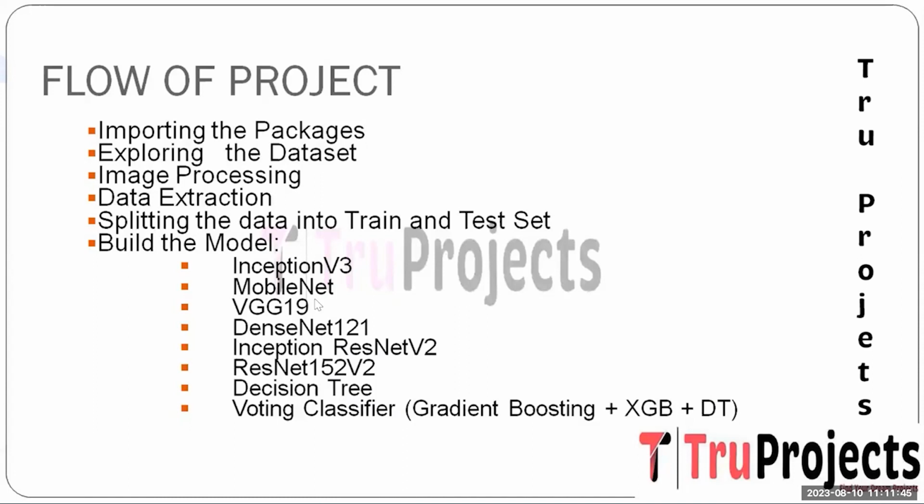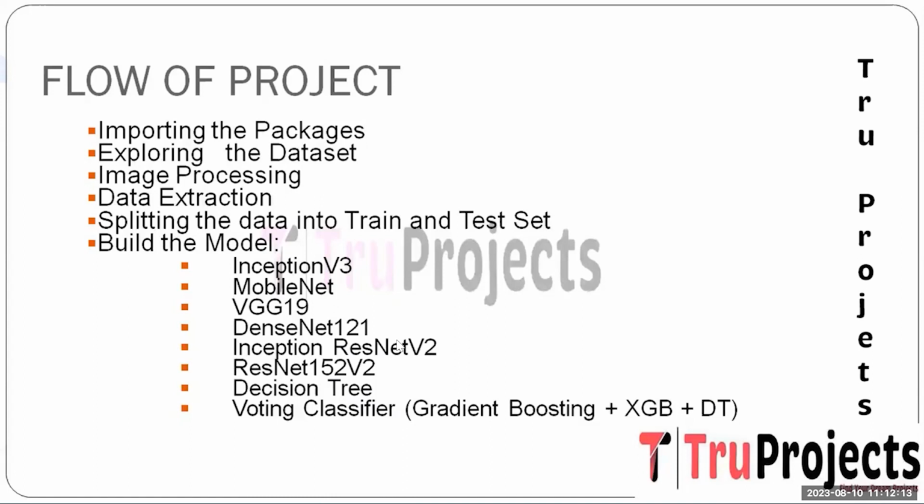The next one is VGG19. It is a widely recognized deep neural network architecture characterized by its uniform architecture of stacked convolutional layers. It excels at learning and representing complex patterns in images. In this project, VGG19 captured the intricate details from the plant leaf images, contributing to the disease detection and classification. The next one is DenseNet 121.